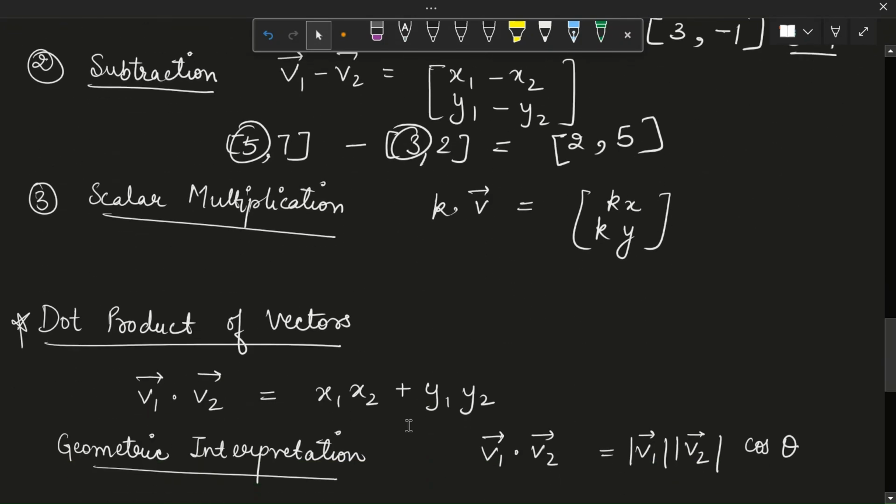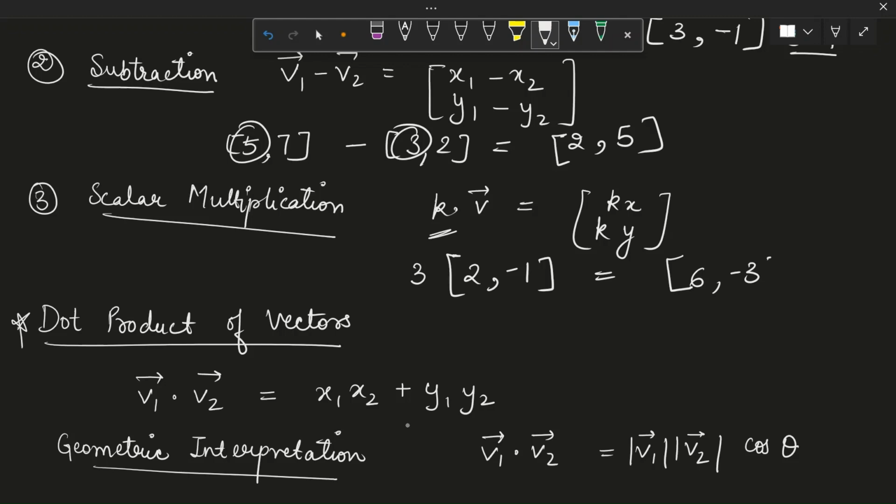Then we have scalar multiplication, and you will understand it better with an example. A scalar is a constant quantity. Suppose we have 3 and our vector is 2 comma minus 1. So the output will be 6 comma minus 3.